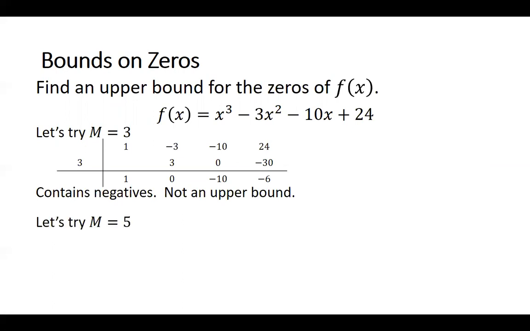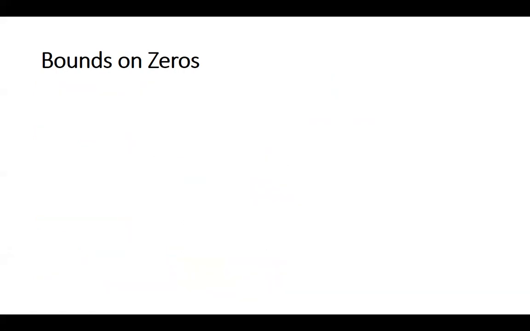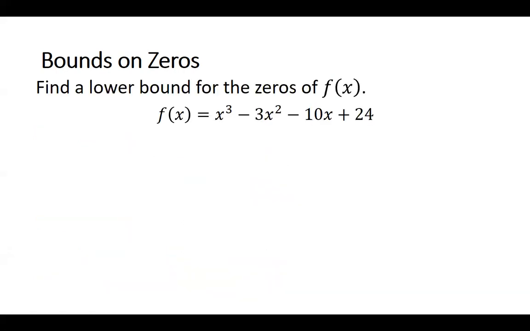So let's try another one. What if we say m equal to 5? Well, if I plug that in, then I get 1, 2, 0, 24. Those are all non-negative, so it contains no negatives. It is an upper bound. Doesn't necessarily mean that it's the smallest upper bound, but it means that there will not be any real zeros beyond that value. Let's go the other way and look for a lower bound.